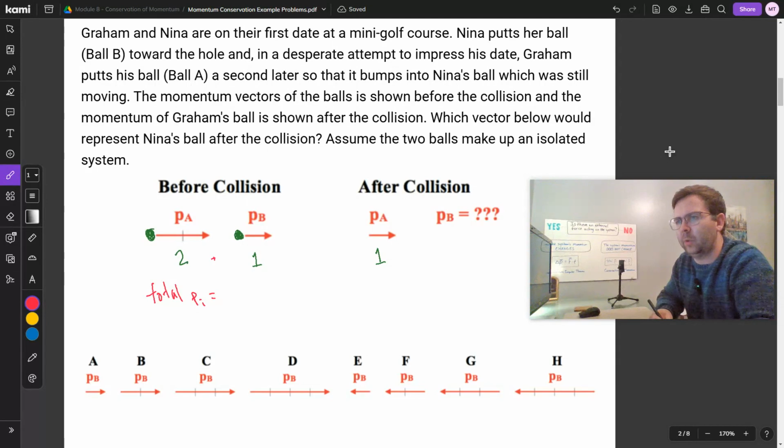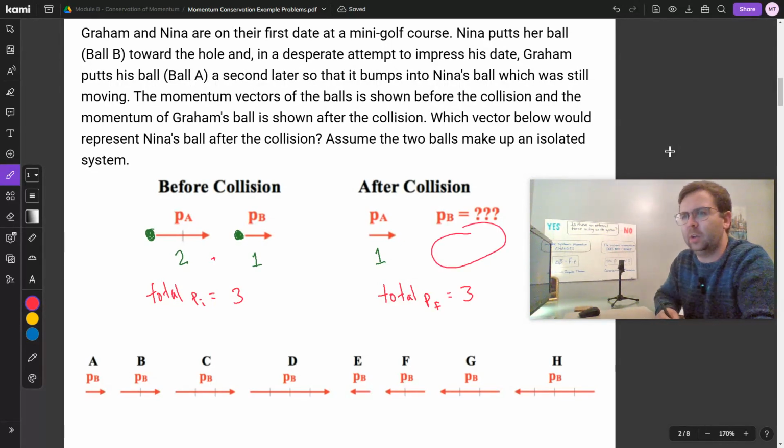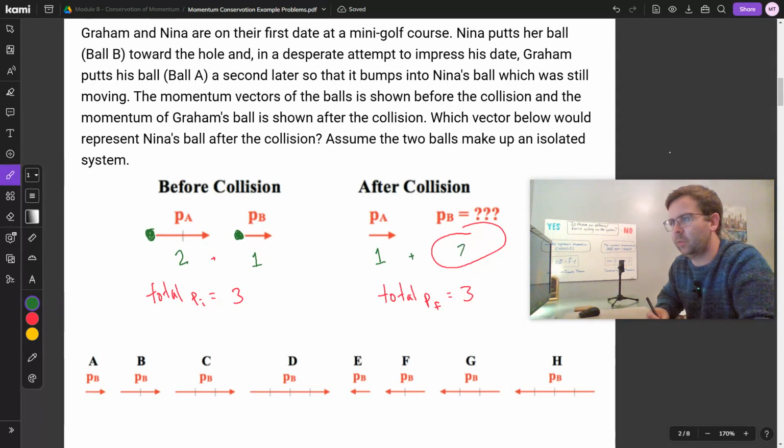is 2 plus 1, so 3 units of momentum. That means that the total final momentum should not change, and so it should still be 3. So now it's just a mystery of, okay, what's this missing quantity right here? Well, it's got to add up to give you 3. We have 1. So 1 plus what is 3? This momentum should be 2 as well.